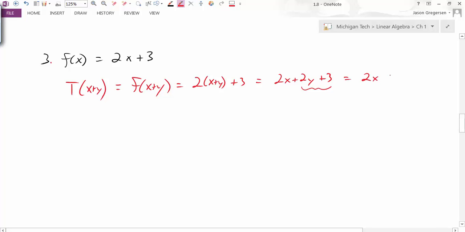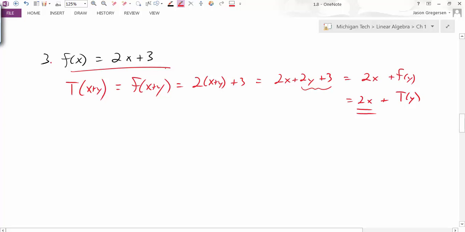So now I'm left with 2x plus f of y, or 2x plus t of y. But this leftover value, this 2x, is not f of x. I'm missing that value of 3. So this does not satisfy this first property. And thus this line is not a linear transformation.